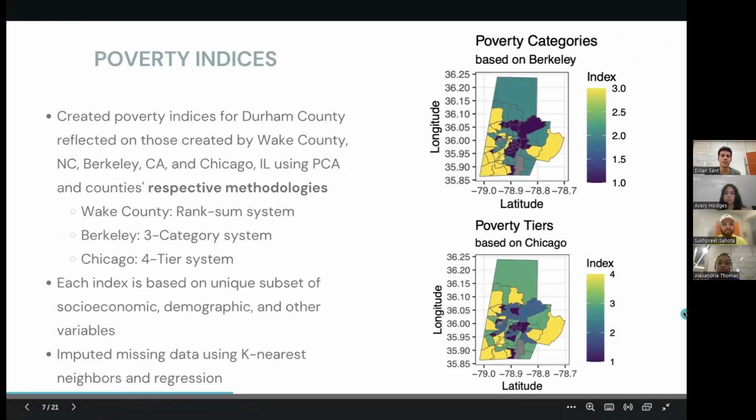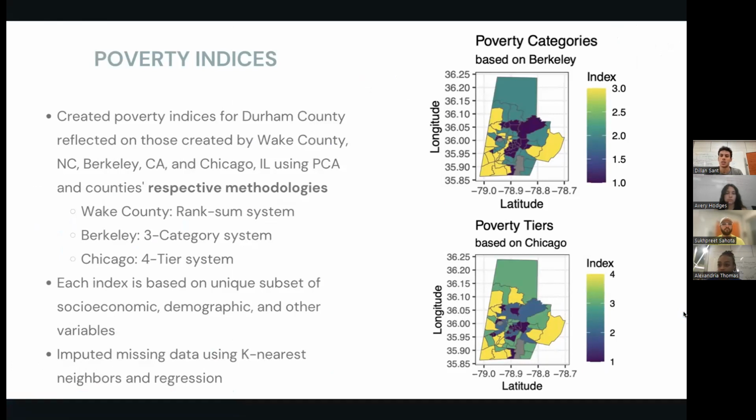So talking specifically about our project, one of the biggest parts of our project was creating poverty indices for Durham County. We reflected these indices off Wake County, North Carolina, Berkeley, California, and Chicago, Illinois, respective methodologies in combination with principal component analysis to calculate the indices. Each index of the 3 is based on a unique subset of socioeconomic, demographic, and other variables, so they should be unique from each other.